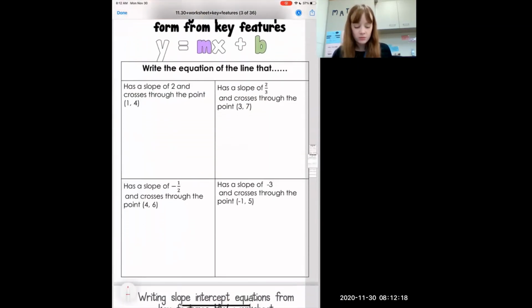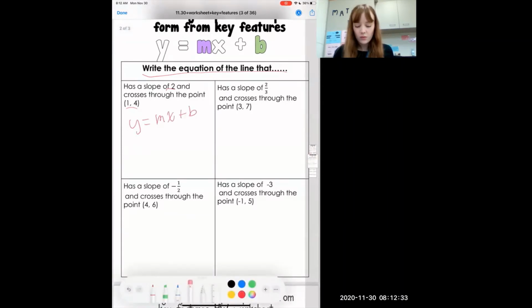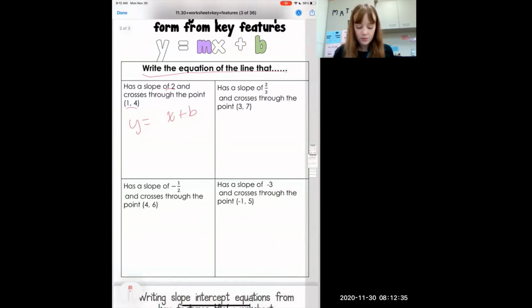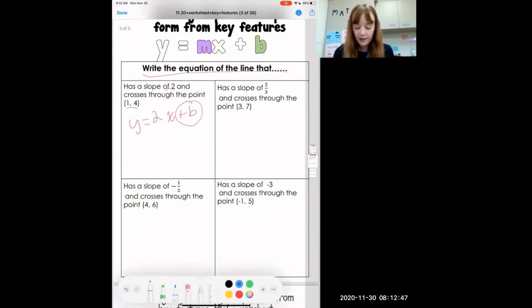Let's keep going. We're writing the equation of a line that has a slope of 2 and passes through the point 1, 4. So we use this formula. First, I'm going to replace the slope with 2. Then I'm going to remind myself that I don't know what b is, so I'm just going to circle it and worry about that later. But I can figure out what x and y are.